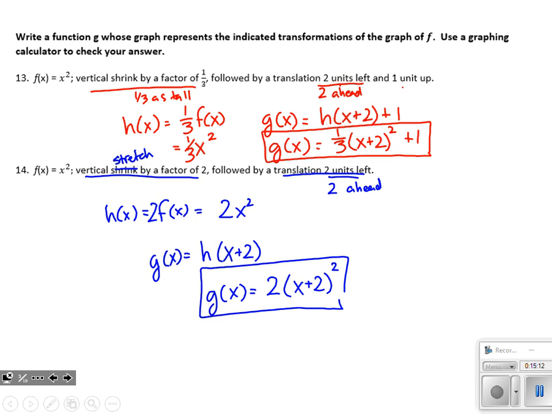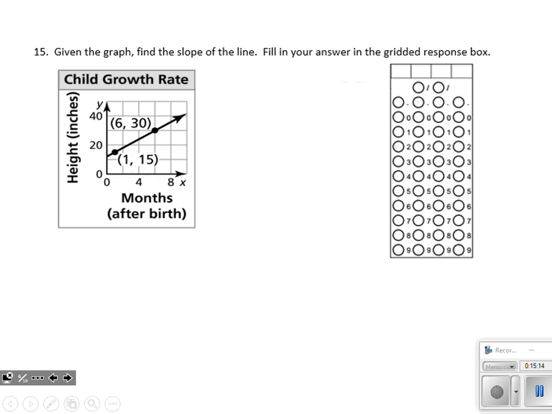All right, we're cruising right through this. Given the graph, find the slope of the line and then fill in your answer in the gridded response box. You may have seen this when you practiced for the SAT last year. There are some questions where you don't get an A, B, C, D multiple choice answer. You have to bubble in your answers in a box like this.